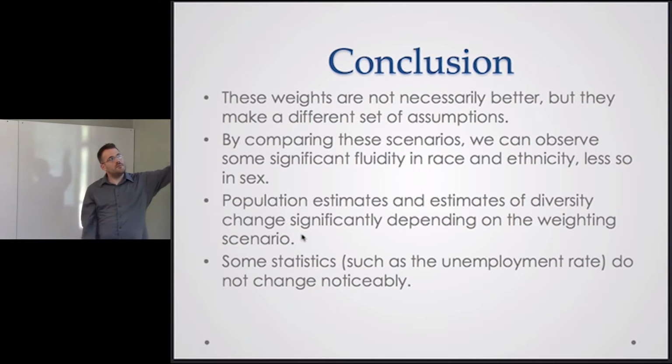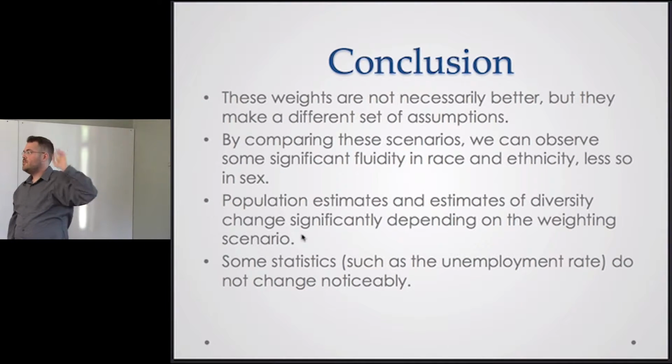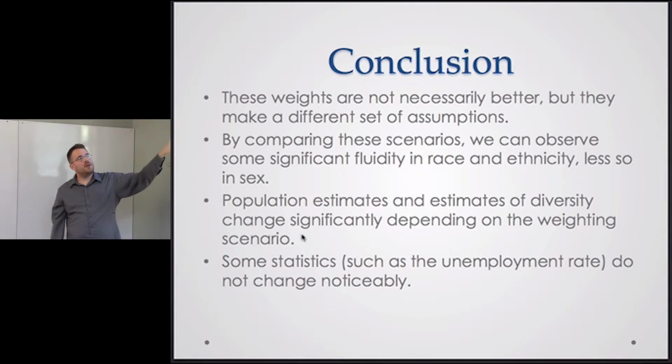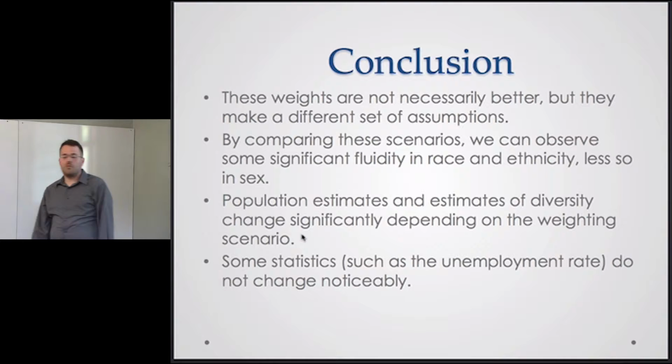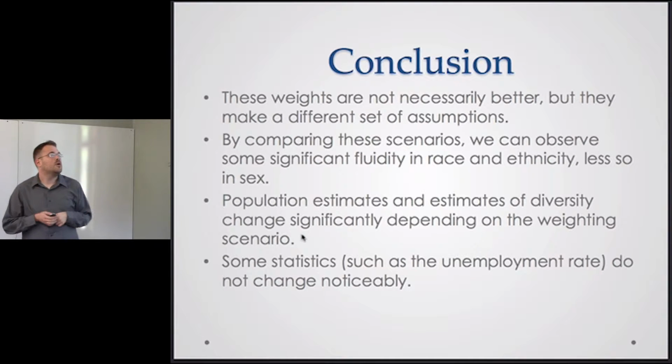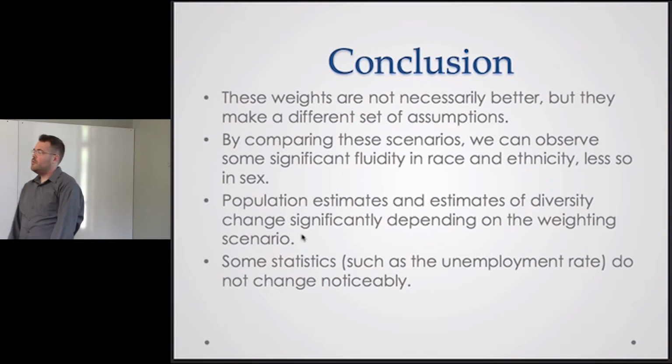So in conclusion, I don't mean to argue that the weights that I've produced are necessarily better than the Census Bureau's, but they do make a different set of assumptions. And by comparing these different scenarios with their different assumptions, I can observe some significant fluidity, possibly, in race and ethnicity, and less so in sex. This suggests that population estimates and estimates of diversity could change significantly depending on which sort of population theory you believe. But some statistics may not change noticeably. So it's essentially a call to think a little bit harder about what assumptions we make when we use representative population estimates. Thank you very much.